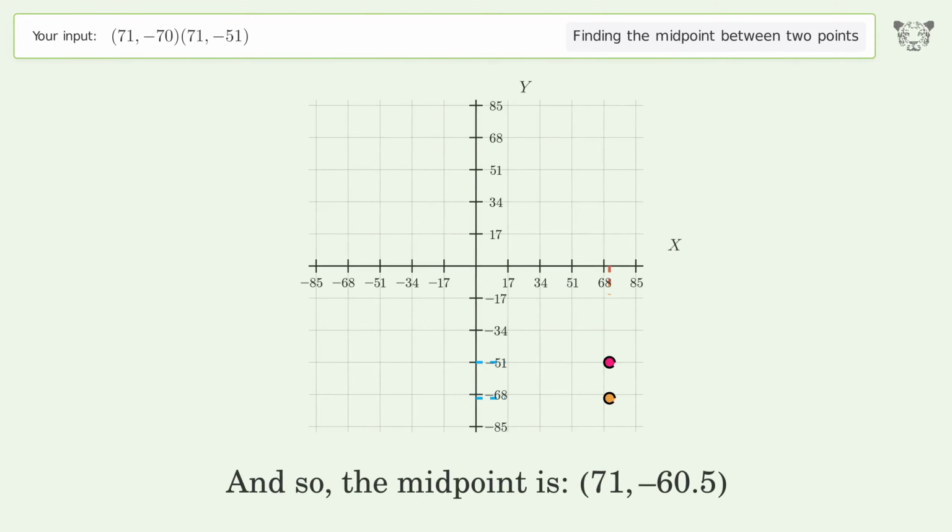And so, the midpoint is 71, negative 60.5.